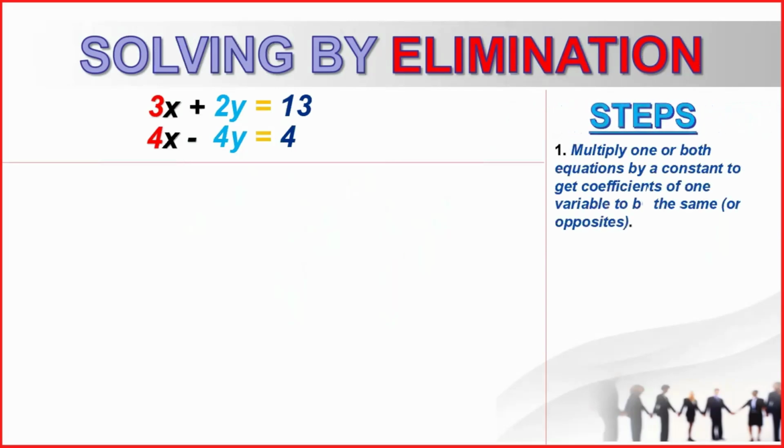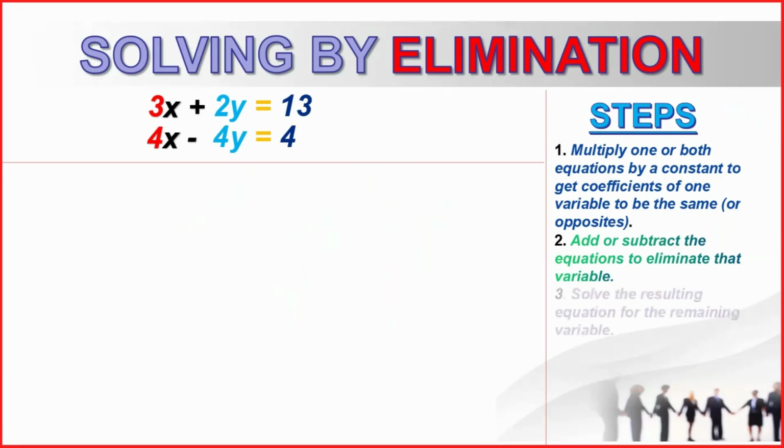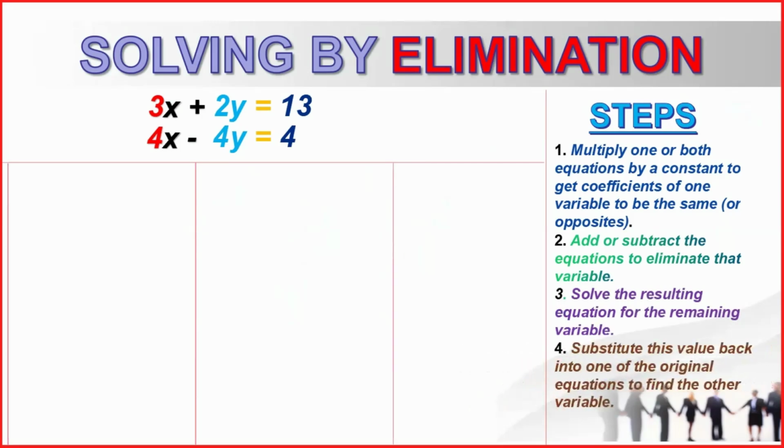Step number 1, multiply one or both equations by a constant to get the coefficients of one variable to be the same. Next, add or subtract the equations to eliminate that variable. Then solve the resulting equation for the remaining variable and substitute. Substitution is always the last part, for us to balance and get the other variable.